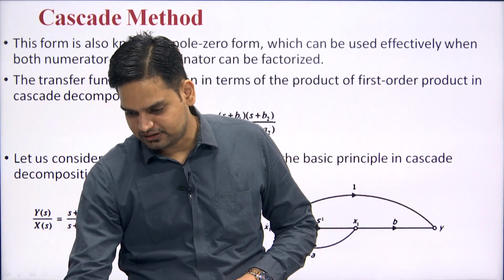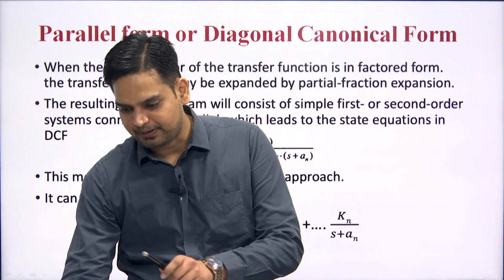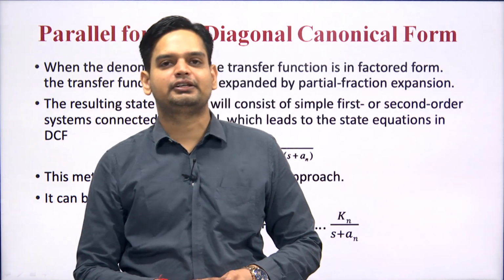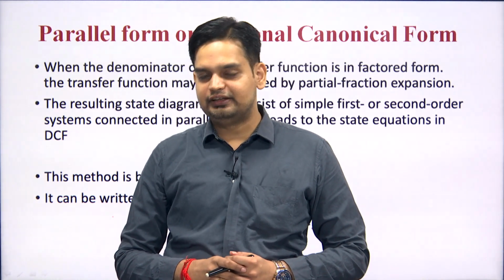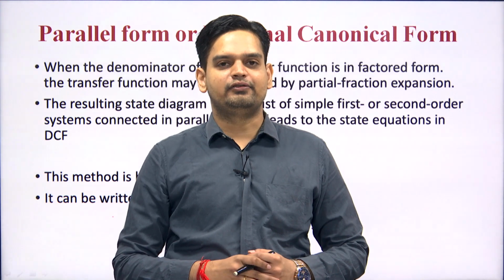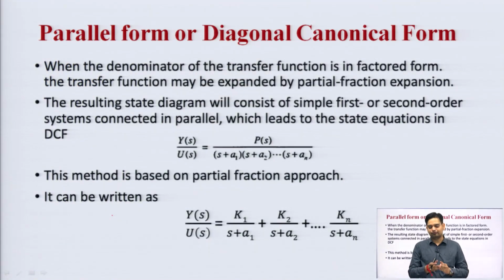Okay. So, by mistake I said that cascade will give you parallel, sorry. So, here parallel form and diagonal form would be the third format to obtain the state space model. In this case, what will we get? We will get our state space model with diagonal elements. How? We will see.